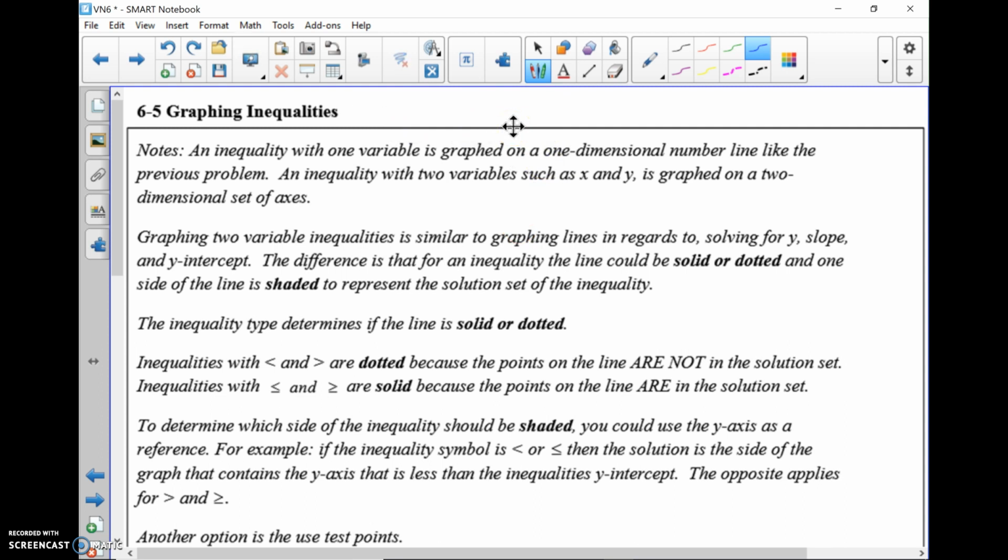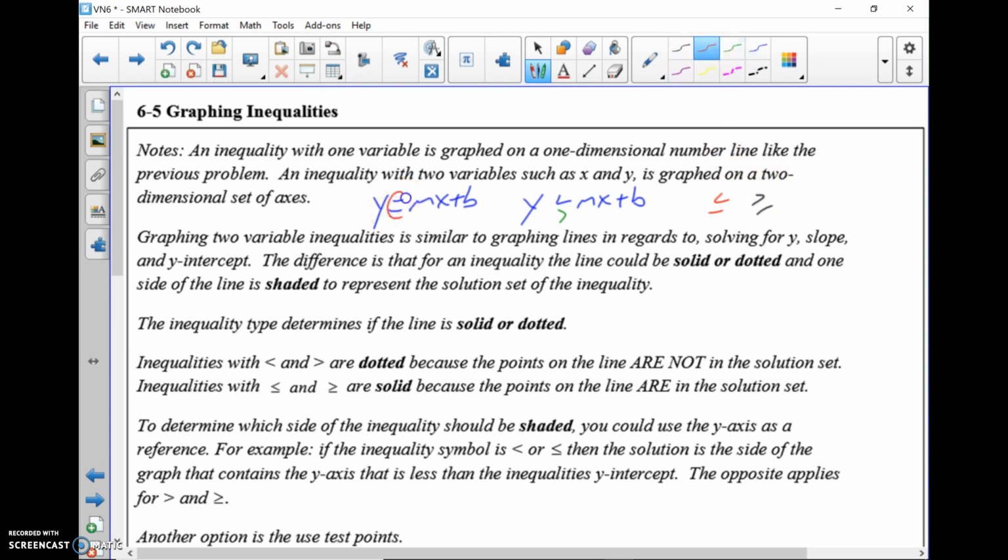Graphing inequalities. So again, instead of having y equals mx plus b, we're going to have something like y is less than mx plus b. But it's not always less than. It could be greater than. It could be less than or equal to. It could be greater than or equal to. So there's really four options for an inequality.